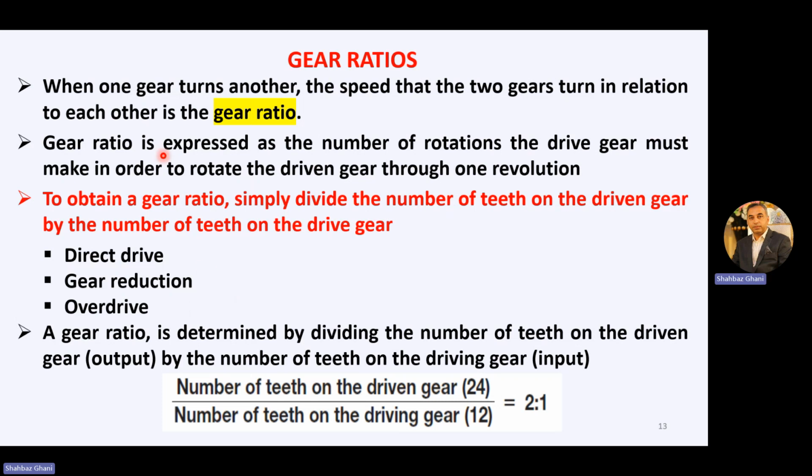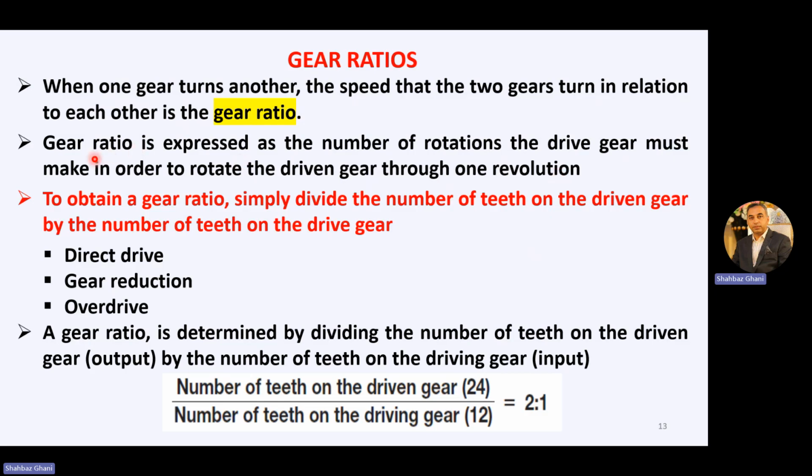Now gear ratio. When one gear turns another, the speed that the two gears turn in relation to each other is the gear ratio. The relative speed is the gear ratio. Gear ratio is expressed as the number of rotations the drive gear must make in order to rotate the driven gear through one revolution.